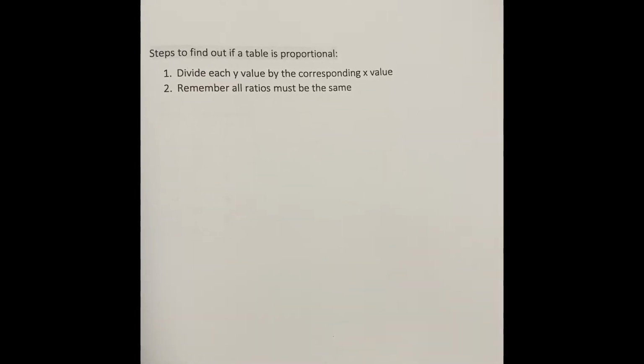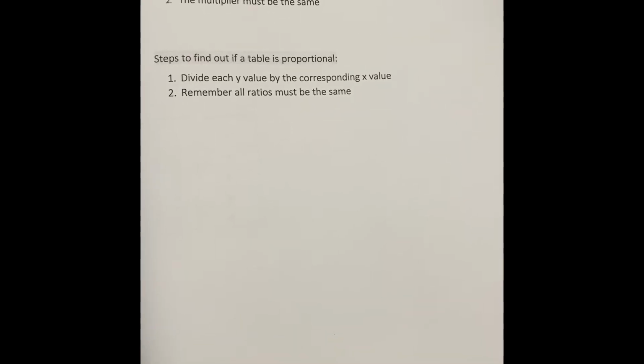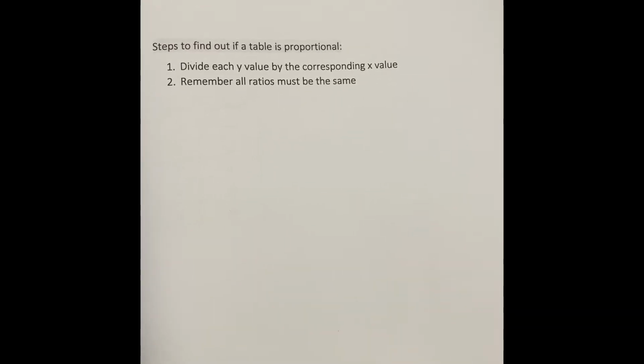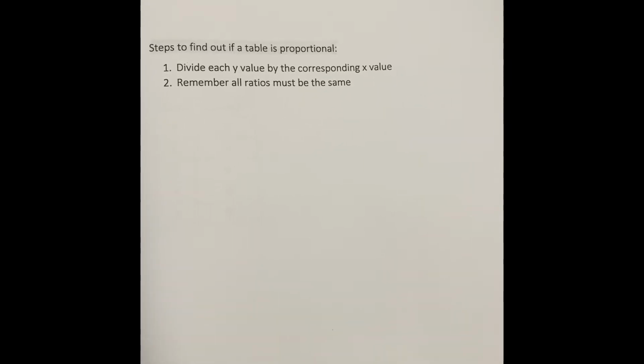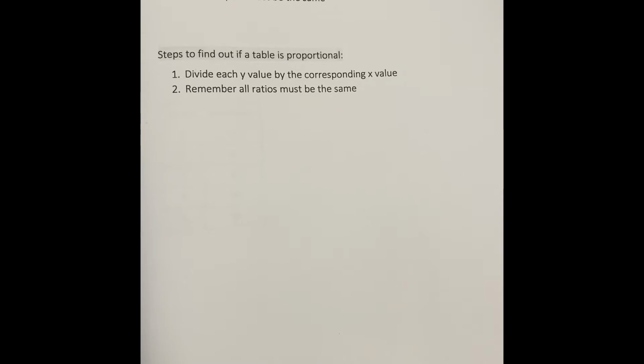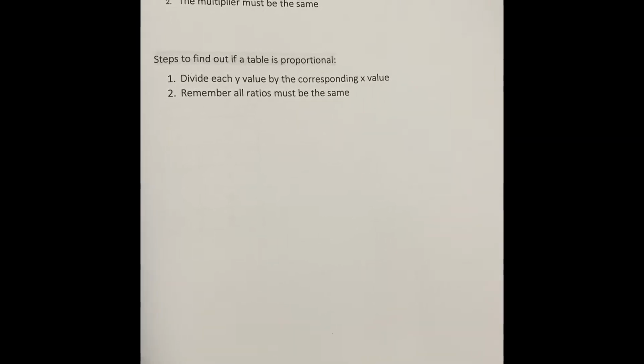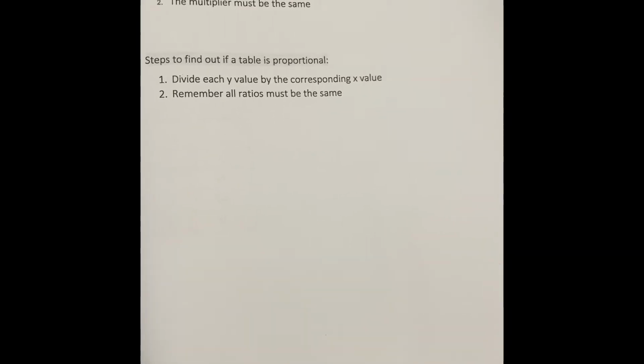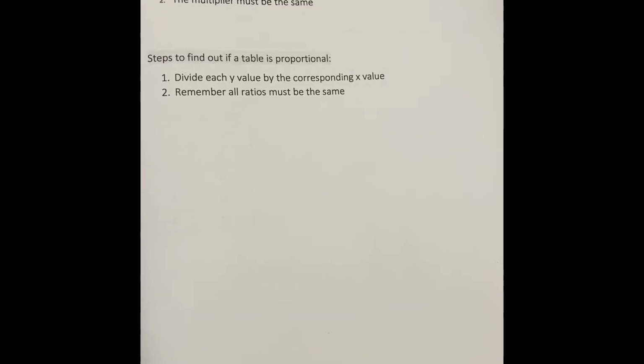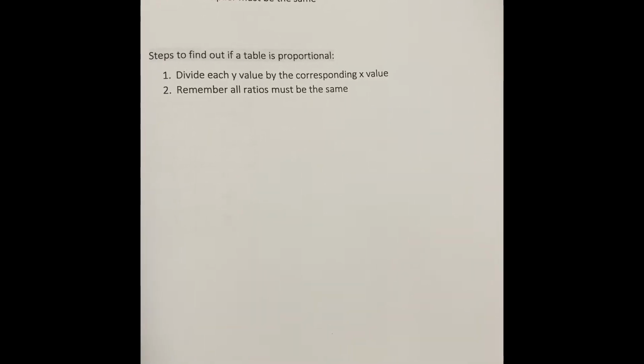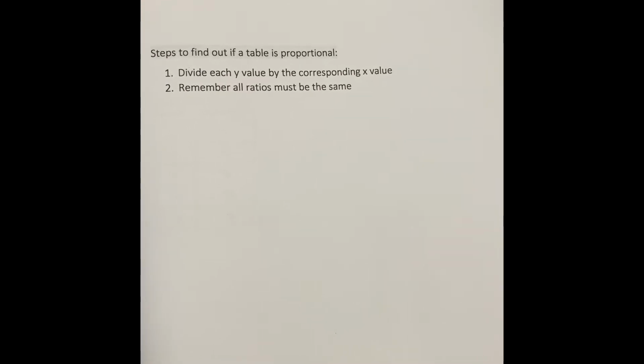And the multiplier must be the same. So when we say multiplier, that is talking about what we're multiplying or dividing across the whole table. Okay, so the steps to find out if a table is proportional. One, divide each y value by the corresponding x value. Two, remember, all ratios must be the same.